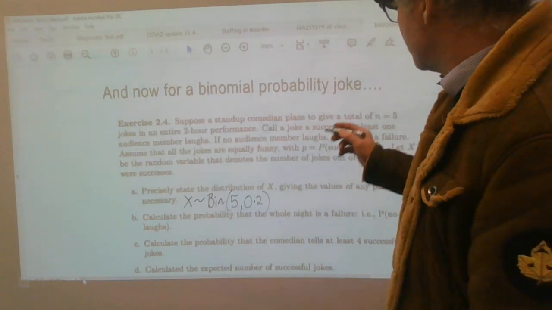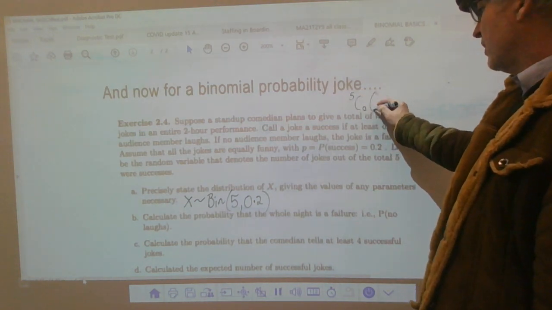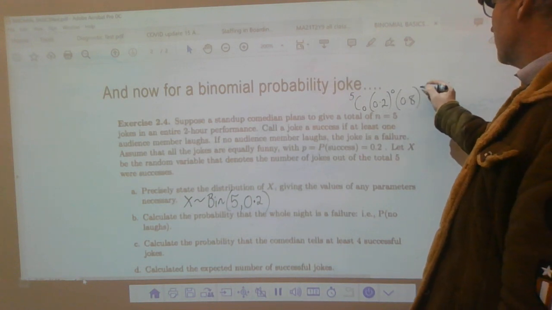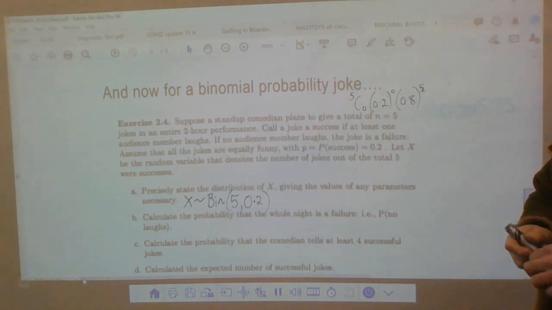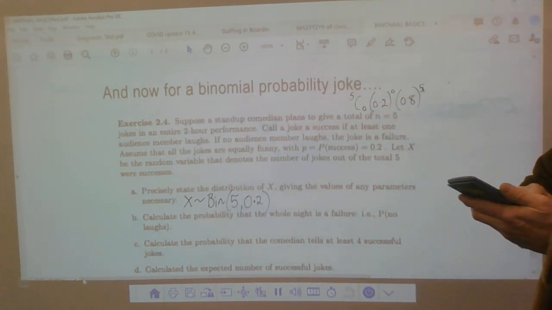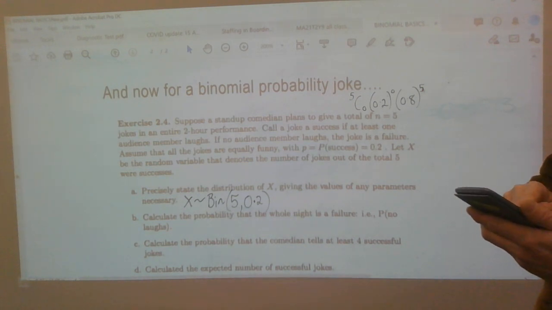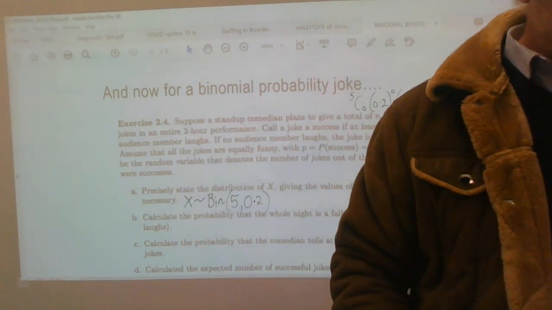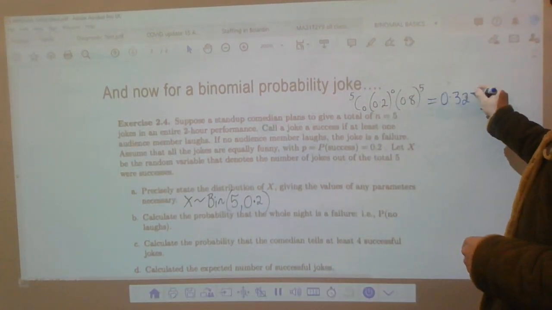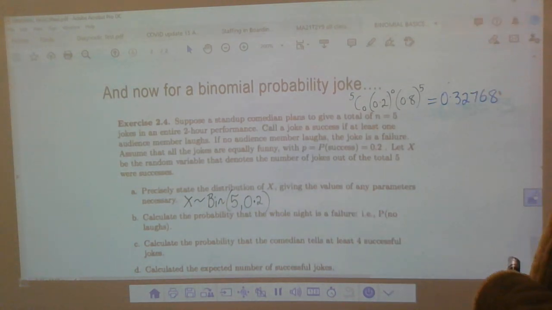So if I can just write it here, that would be 5C0, 0.2 to the 0, 0.8 to the 5. So I pop that in the calculator. Of course, that's 1 and that's 1. So it's just 0.8 to the power of 5, which is 0.32768. Nearly a third of a chance this whole night's going to be a failure.